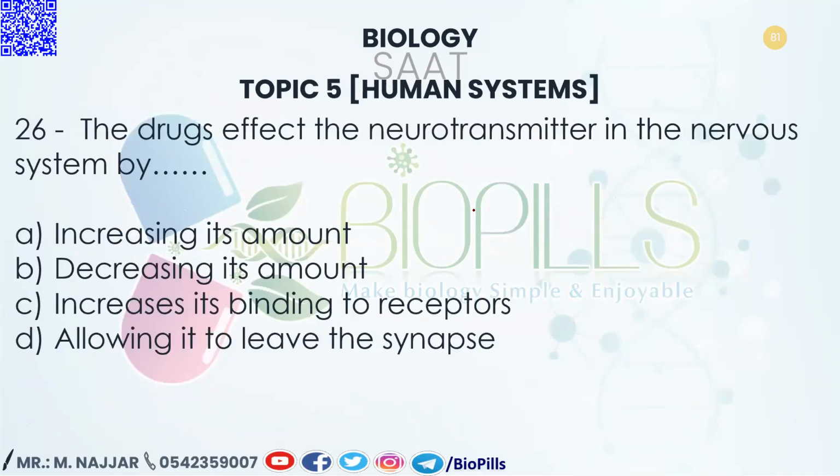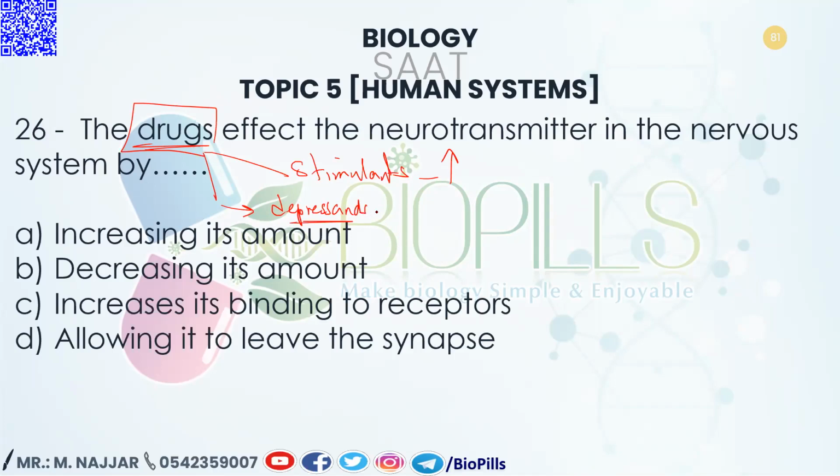Question number 26. The drugs affect the neurotransmitter in the nervous system by A. Increasing its amount. B. Decreasing its amount. C. Increasing its binding to receptors. D. Allowing it to leave the synapse. Let's agree in the beginning that this question is not phrased properly. You are right, Mariam, you are right. Because drugs are actually branched into stimulants, that are increasing the speed of the nerve impulse transmission, and the sedatives or depressants.